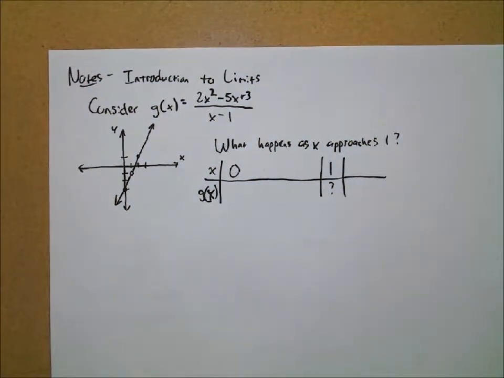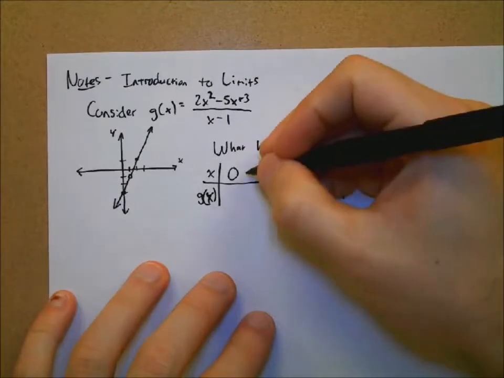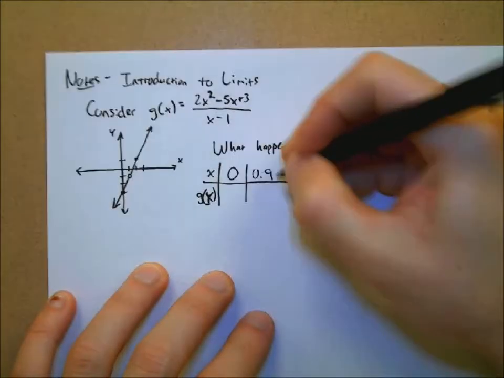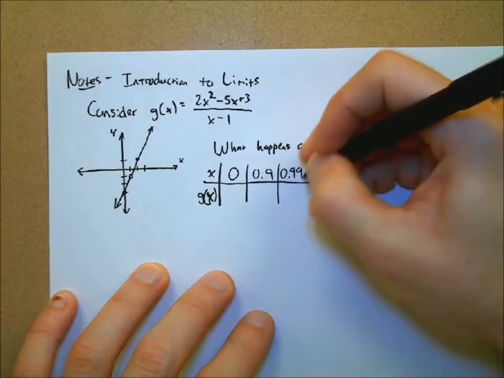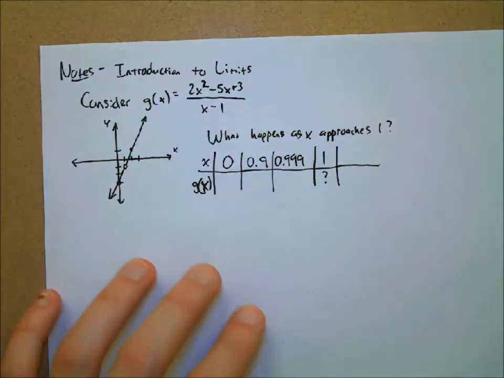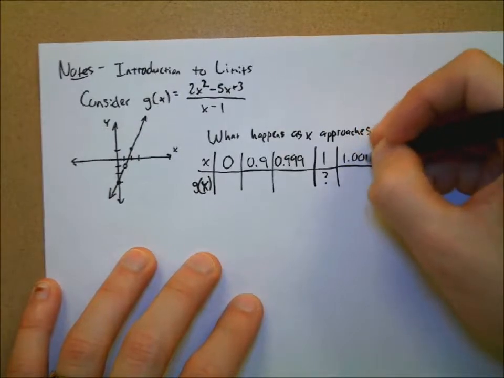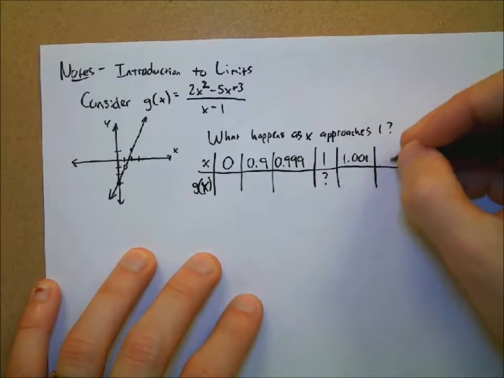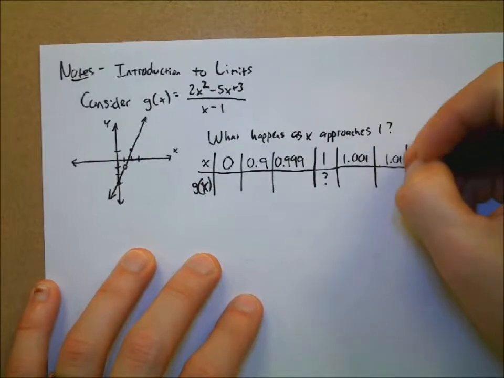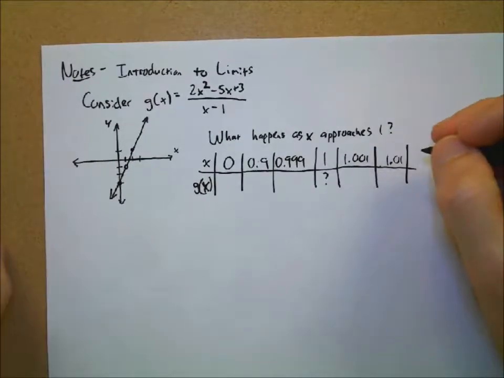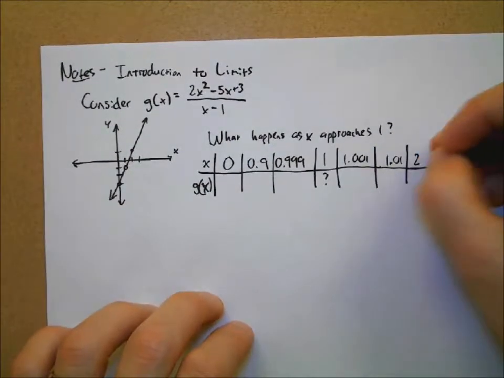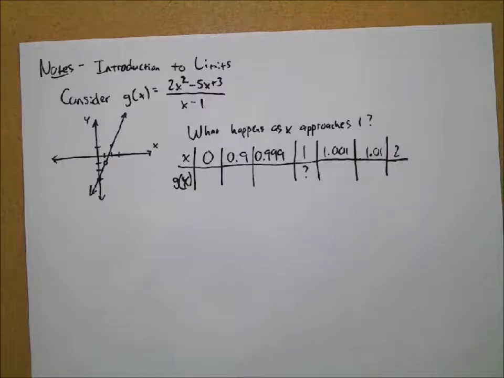Say again. Yes, exactly. So we'll get even closer then. We'll do 0.9, and then we'll also do 0.999 or something like that, okay? And then likewise, we'll approach 1 from the right-hand side. So I'll start really close, like 1.001, and then I'll move further away. Again, the idea being we're just getting closer and closer to 1 as we move in from the left or from the right there. Okay, and then 2, I'll also put that on there too.